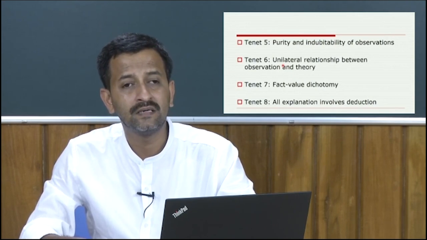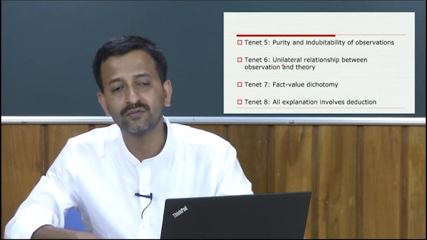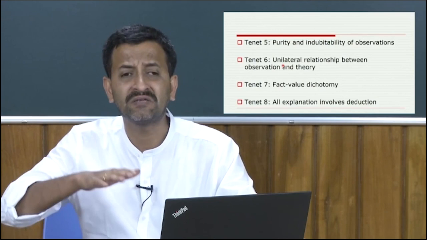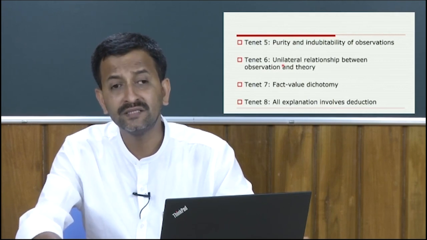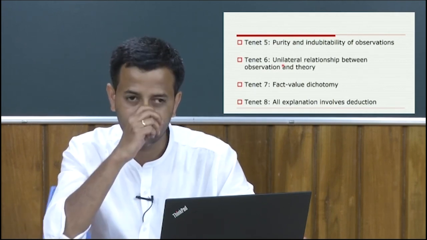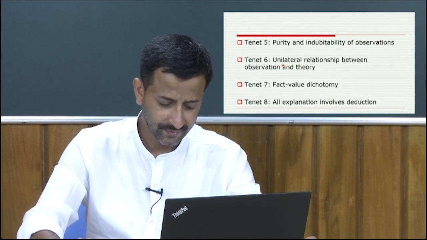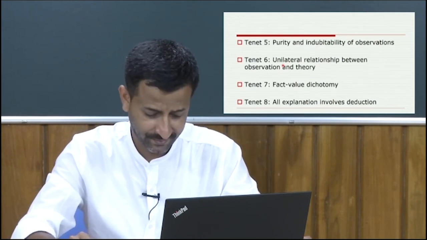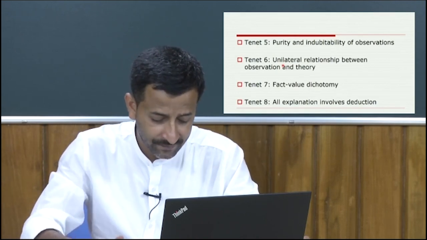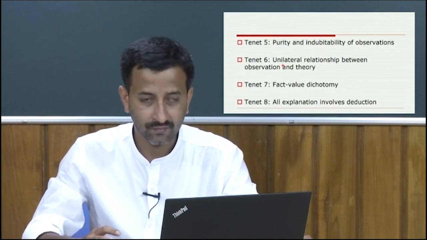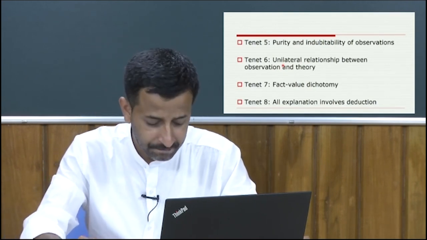Observation leads to theory formulation, whereas theory does not lead to observations. Rather, theories are very much contingent upon the way we make observations. That is why there is a unilateral relationship between observation and theory. Observation leads to theory, but the converse is not true. Okay? That is why, if I say that to a given set of observation statements there corresponds uniquely a theory, such that we can deduce theory from observations. Okay?